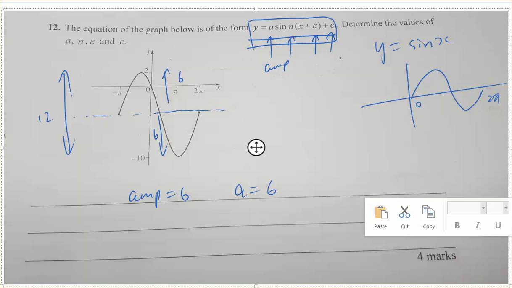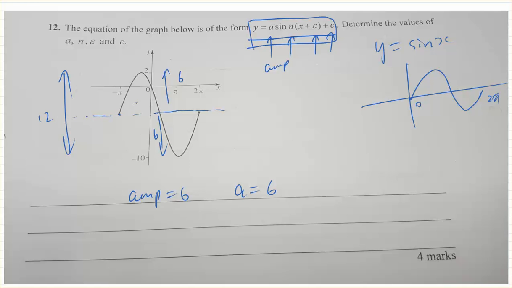We also need to find out what our c value is. Our c value is the up-down shift. We can see that our sine graph would normally be at 0 for the median value, but now it's at 2 minus 6. It's at -4 at the moment. So we know that the graph has been shifted down 4. So c equals -4.